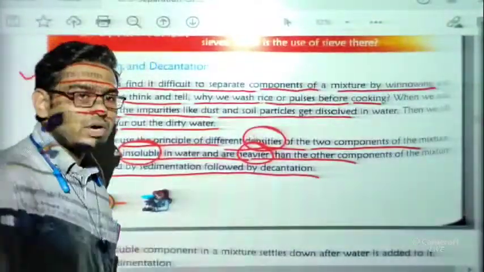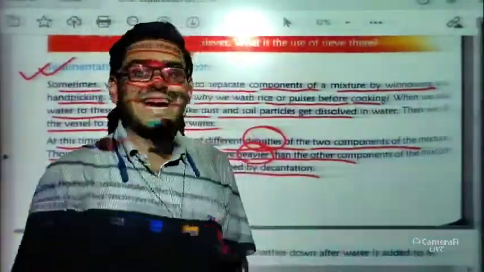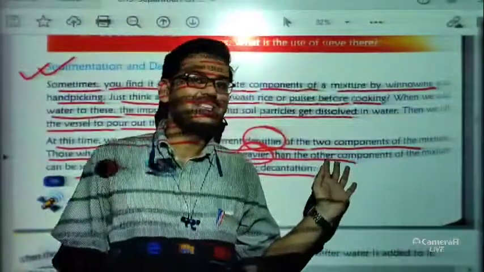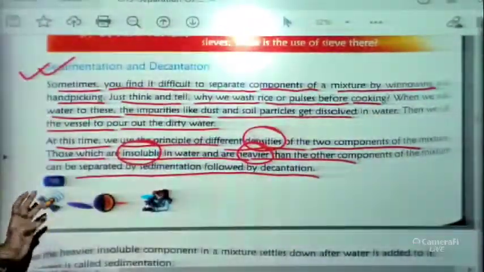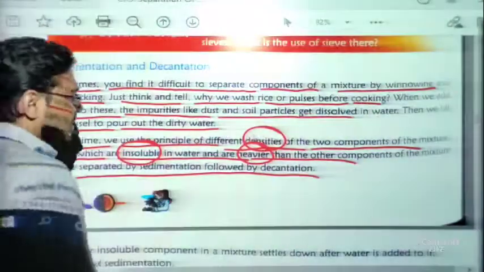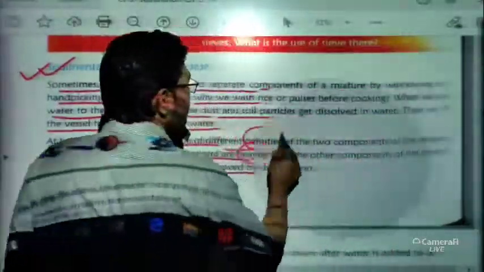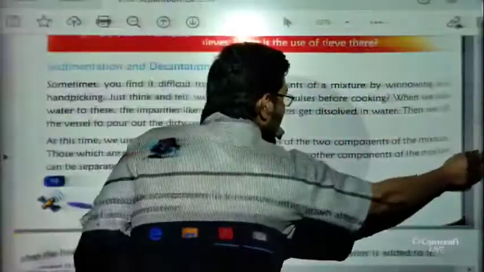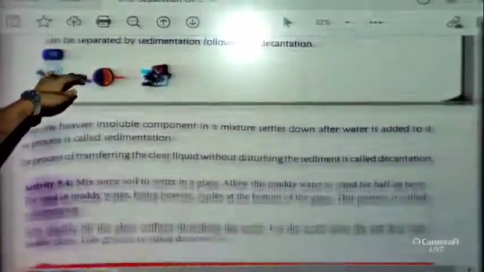One is insoluble in water, one is soluble in water. In that case, students, we can easily use this method called sedimentation. Okay, I hope up to this it is clear. So let us discuss the next part of this process.